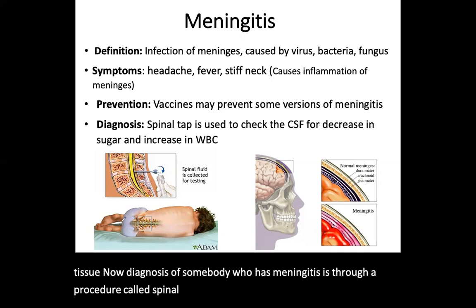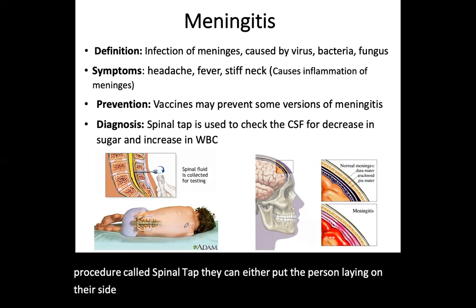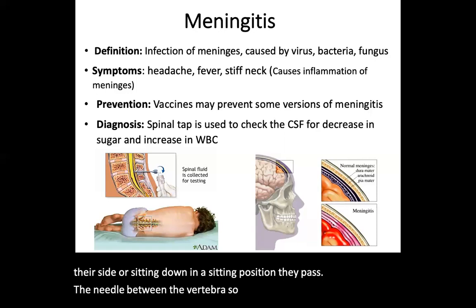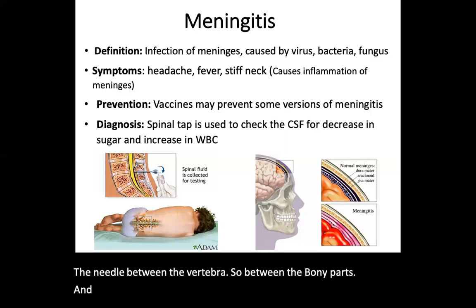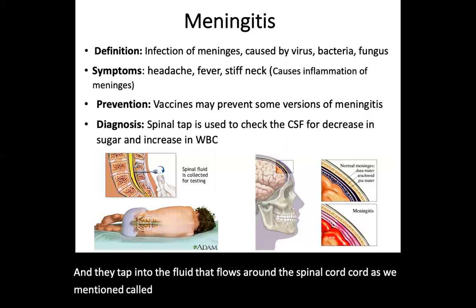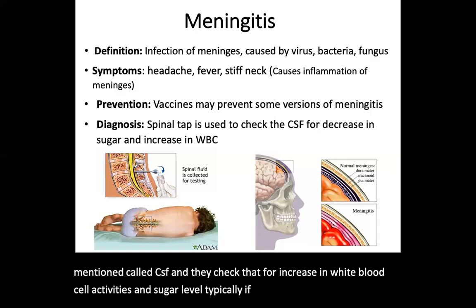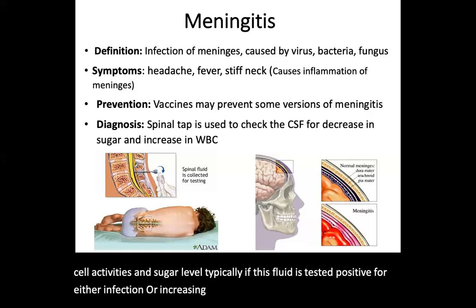They can either put the person laying on their side or in a sitting position. They pass a needle between the vertebrae, so between the bony parts, and they tap into the fluid that flows around the spinal cord, as we mentioned, called CSF. And they check that for an increase in white blood cell activity and sugar level. Typically, if this fluid tests positive for either infection or an increase in white blood cell count, that is a marker for a person having meningitis.